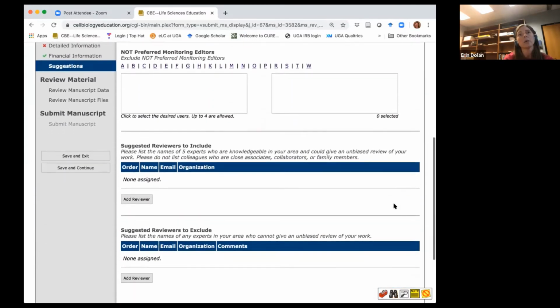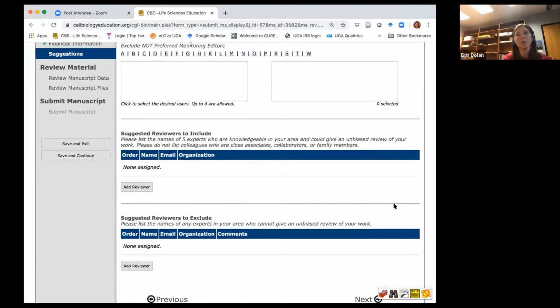Under suggestions, you can also suggest reviewers to include or exclude. Again, this is super helpful for understanding who might be giving a useful perspective on your work. It also helps editors identify new people who might be interested in learning about the journal.